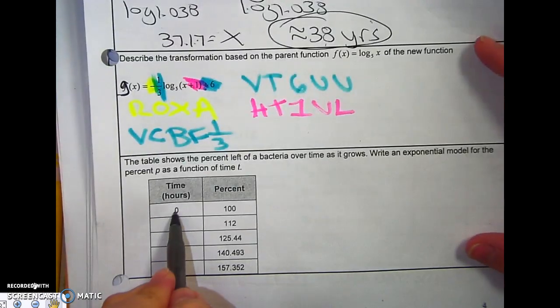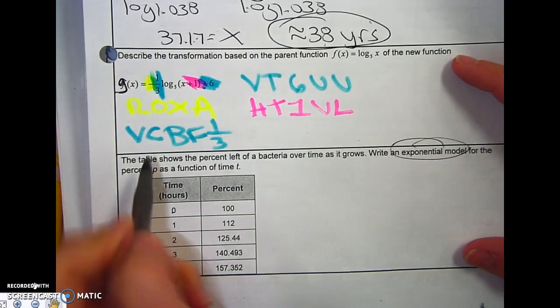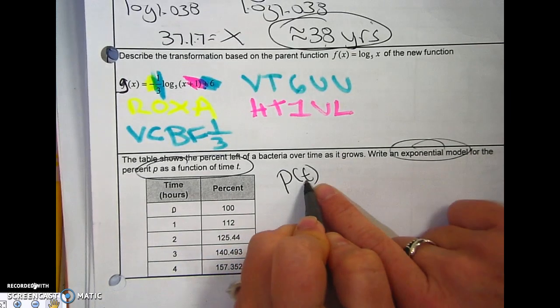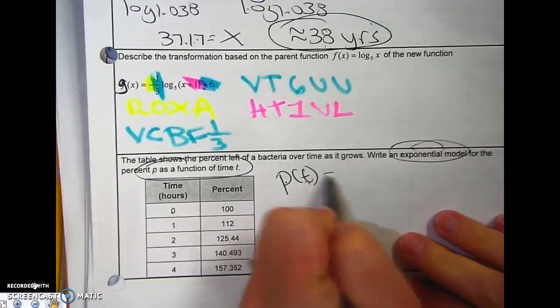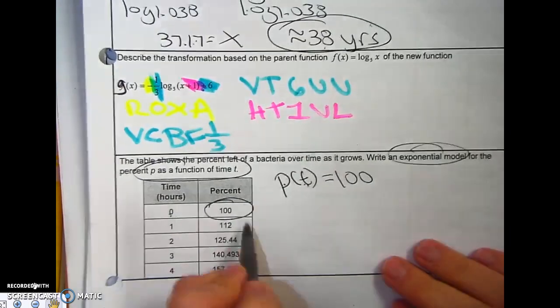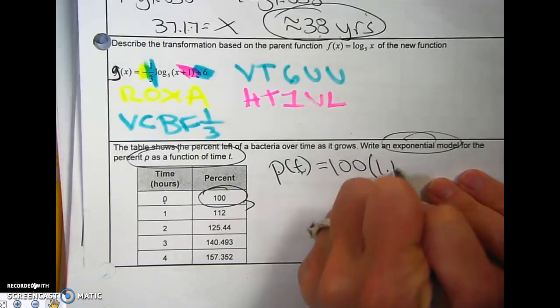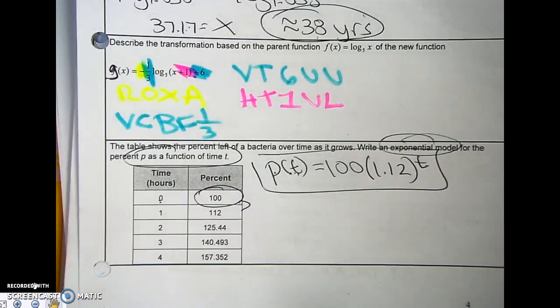All right. So they want you to write a function, an exponential model, but use p sub t. So time is always the independent and the percent is dependent on the time. If you look, it's at 0. So I started at 100 and it's increasing by 12%. Make sure if that's a T, that's got to be a T.